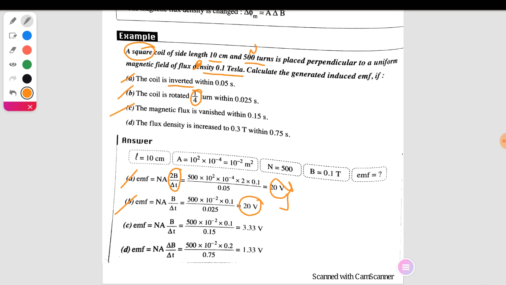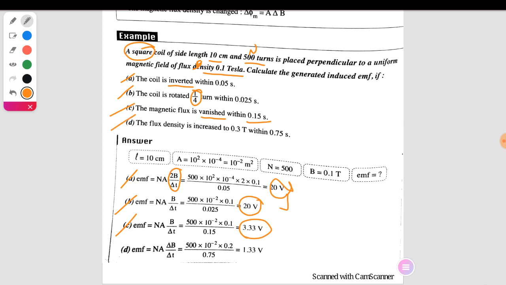Number C, the magnetic flux density vanished in this time, 0.15 second. It becomes 0. EMF equals NAB over delta T, 500 times 10 power negative 2 times 0.1 divided by 0.15 equals 3.33 volt.